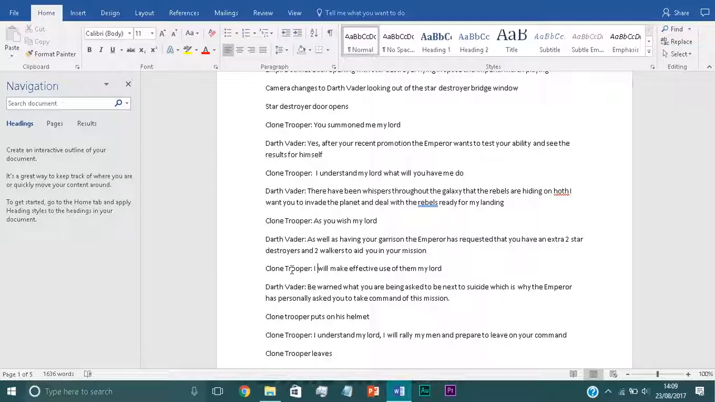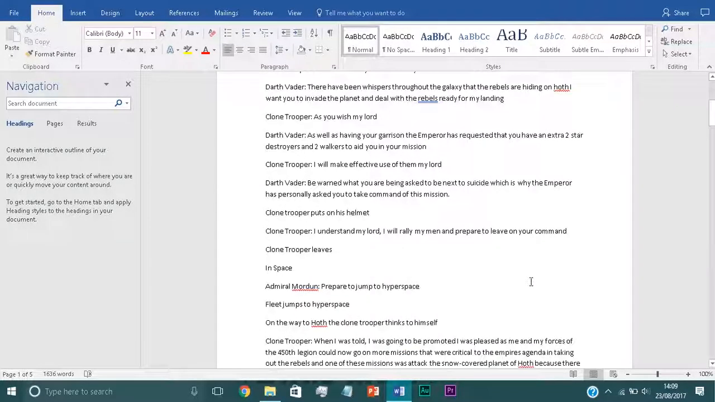So when I ended up re-recording it with this new headset, I re-recorded it saying I'll make effective use of them, my lord, and made it what it should have been. I don't know why I ended up making it, I'll make good use of them, my lord, because I'm making effective use of something. It sounds sort of a bit better. All of this basically stayed the same.